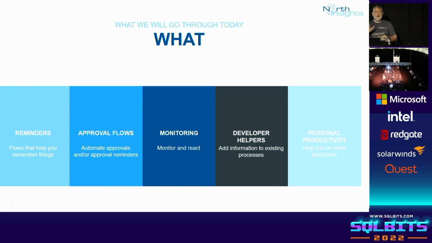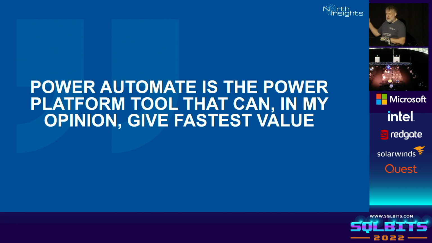The 5 categories of flows that I think can give you value really fast and are not very complicated are reminders, approval flows, monitoring, what I call developer helpers, which are things that can help you as a developer if you are that, and personal productivity, more aimed at the person himself. It's just what I think. Of all the Power Platform tools, Power Automate is probably the tool that will give you value fastest. It is so simple, and you can get something done really fast.